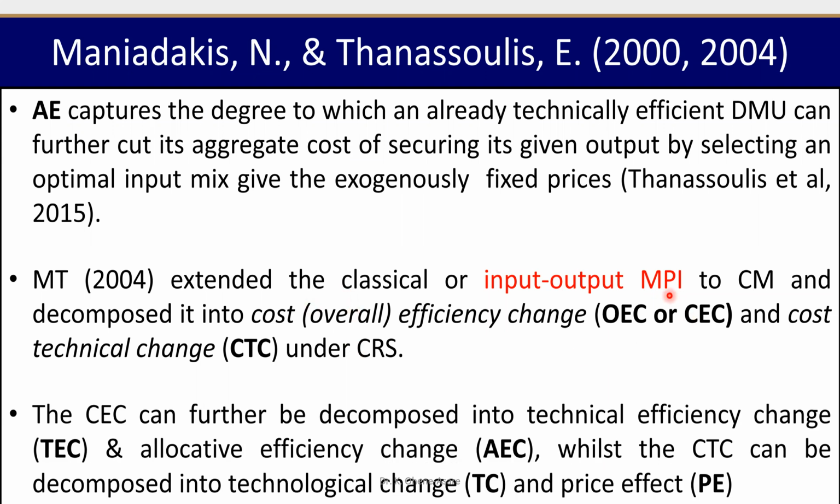They decompose the cost efficiency change into tech efficiency change and allocative efficiency change. Okay. So that was a two-part decomposition that you saw at the top. Now this is a four-part decomposition where the cost efficiency change itself is split into the classical version, technical efficiency change, and then allocative efficiency change. And then the cost technical change was also decomposed into the technological and then the price effect.